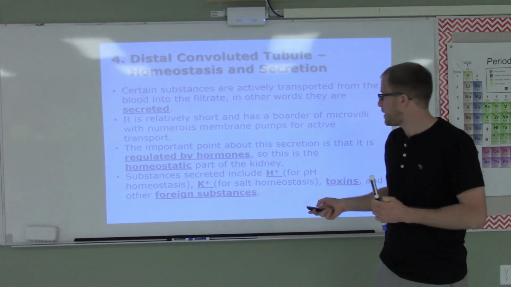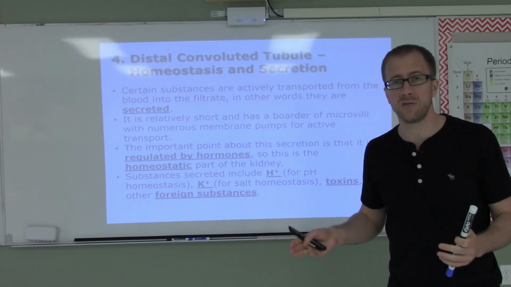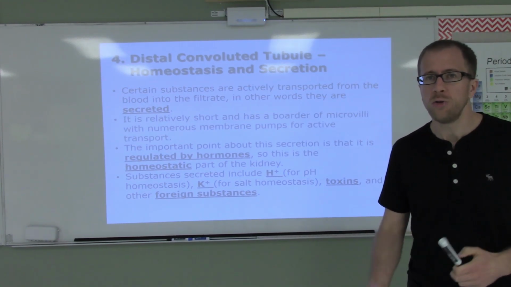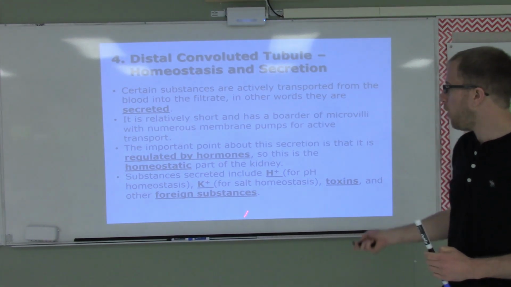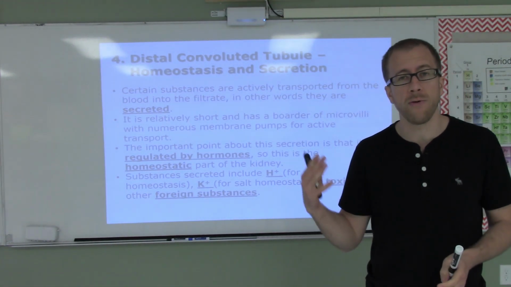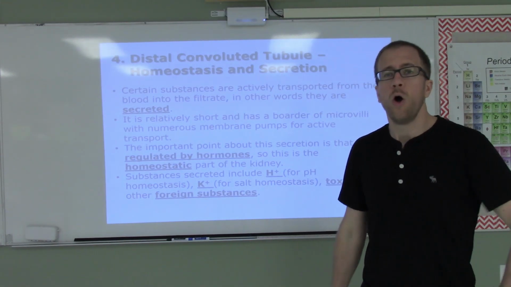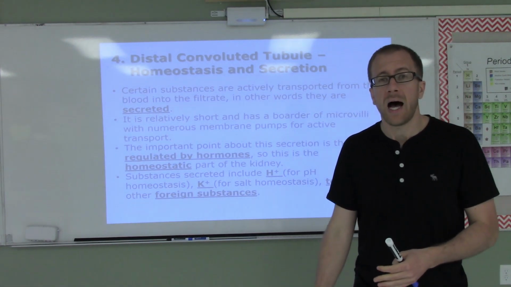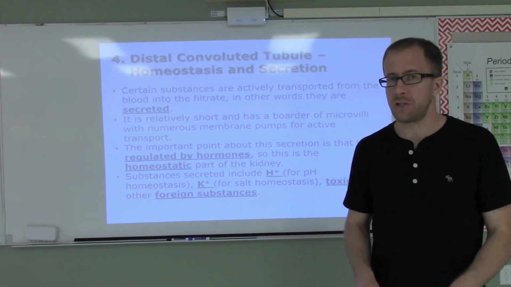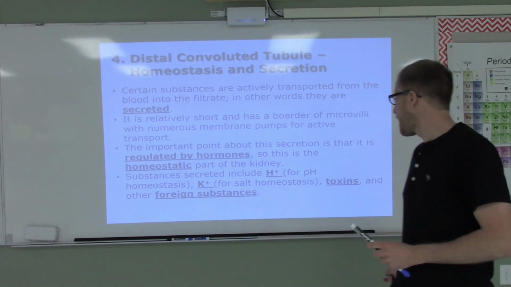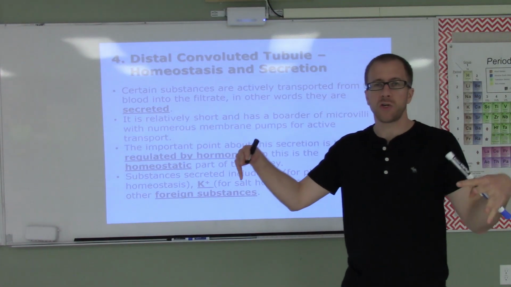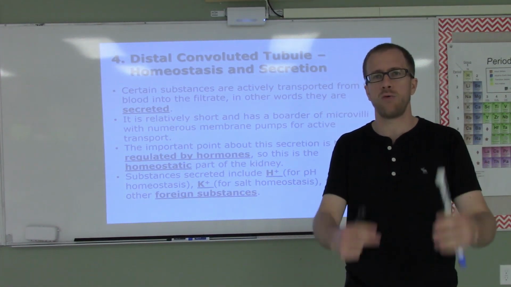Things like potassium are here for salt homeostasis. Let's say your blood's osmolarity is low. Let's say, right, you need more salt in your blood. Well, here then, we're not going to secrete potassium. But let's say your blood pressure is high, right? You have lots of salt in your blood. Well, we're going to secrete potassium into the filtrate to help lower the solute concentration of your blood. And lastly, here, some toxins and other foreign substances are secreted into that filtrate to get them out of your body.